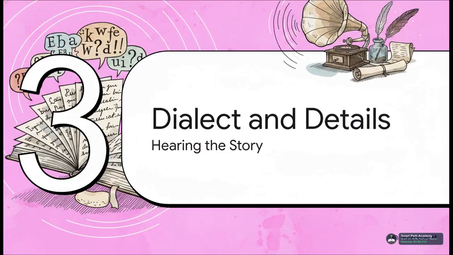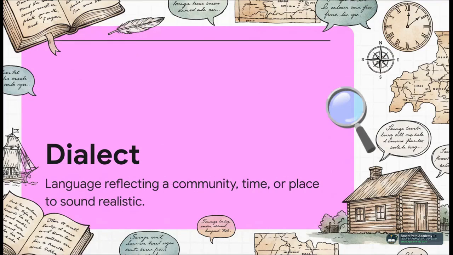Section 3. Dialect and details. Hearing the story. So, the author uses this really awesome tool called dialect. Dialect is basically language that reflects a specific community, time, place, or background.